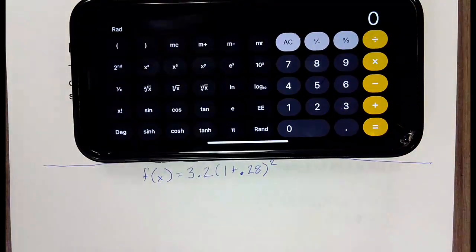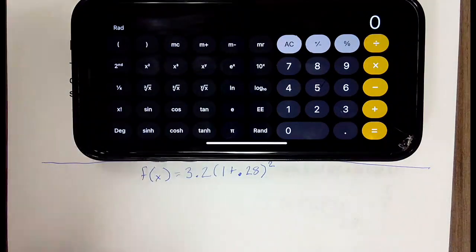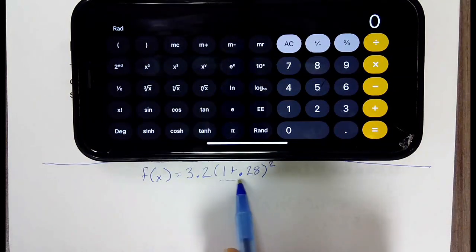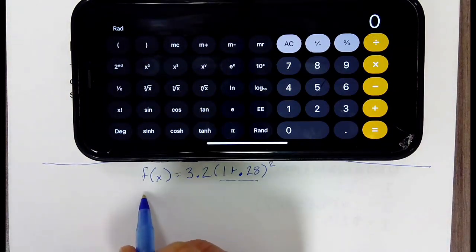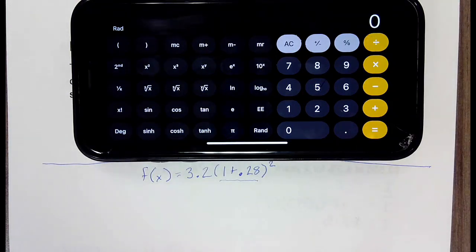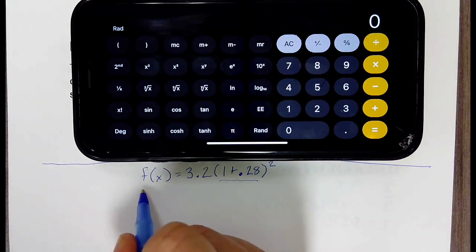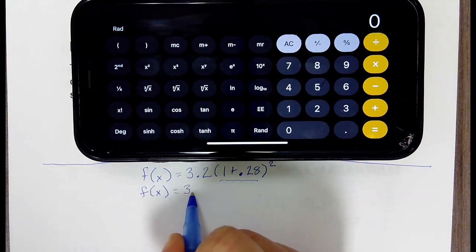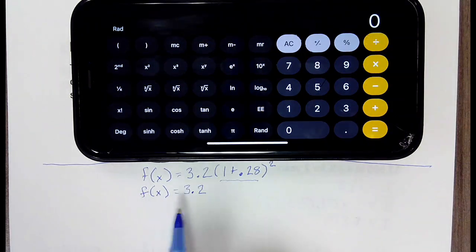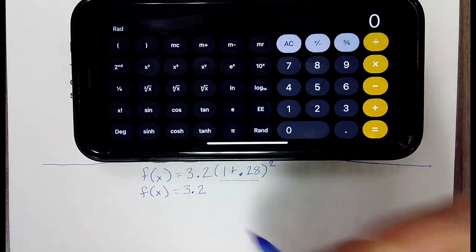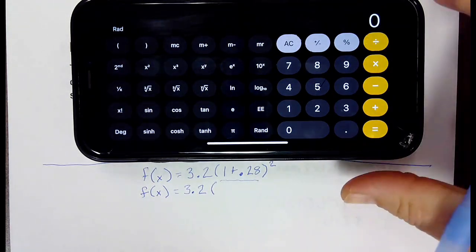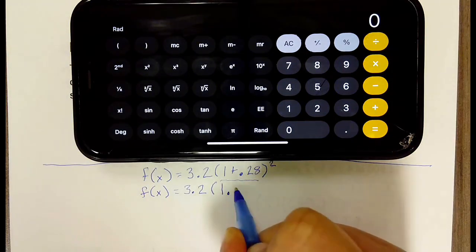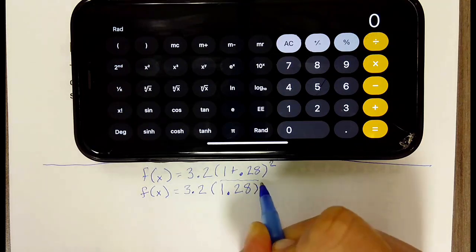I'm going to use the order of operation to solve this equation. So in the order of operation, it says I need to solve parenthesis first. So every time I do a new step, I'm going to rewrite my equation. That way I can keep track, and if I make a mistake, I can look back and more easily see where it is. So f of x equals 3.2. That part is staying the same. I'm going to do my parentheses. So 1 plus 0.28 is going to be 1.28 to the power of 2.